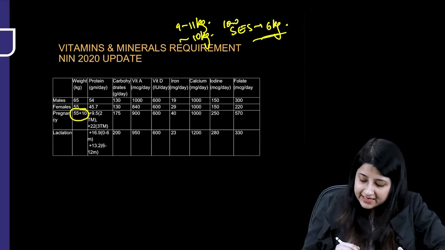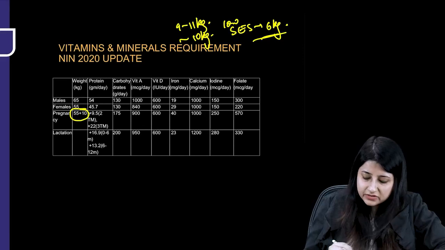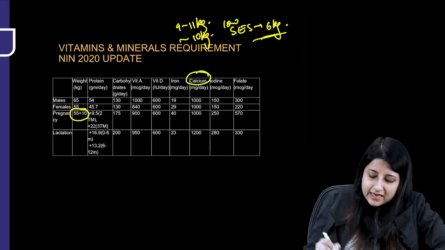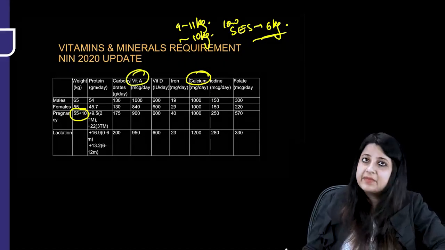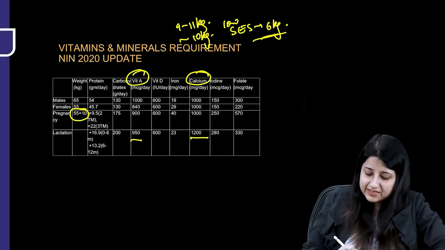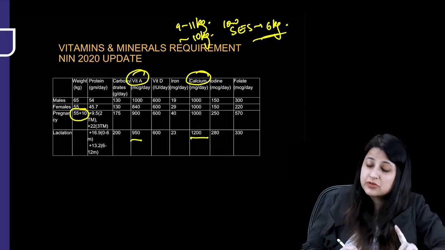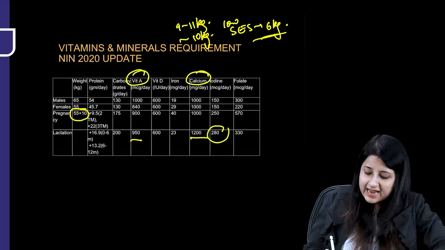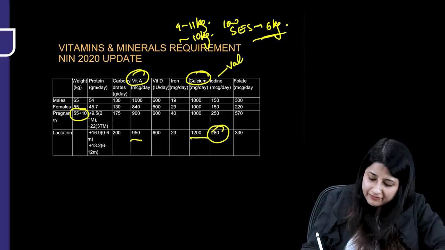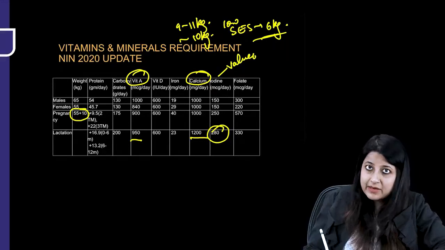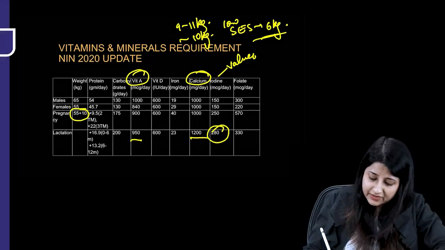Okay, so during lactation, please remember two things which are very, very important. Calcium, you always read calcium and vitamin A. Their requirement is increased. See, 1200 and 950. Even if you forget the values, remember the requirement is increased. And iodine. Iodine values have to be remembered. Males 150 microgram per day, females also 150.